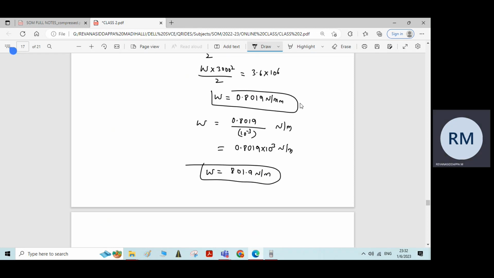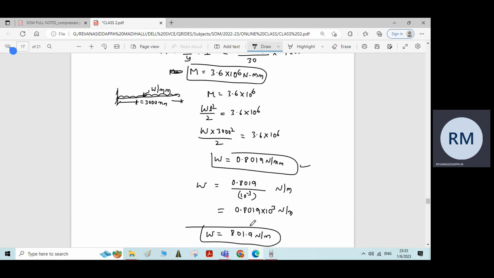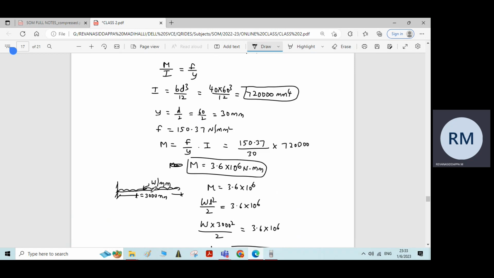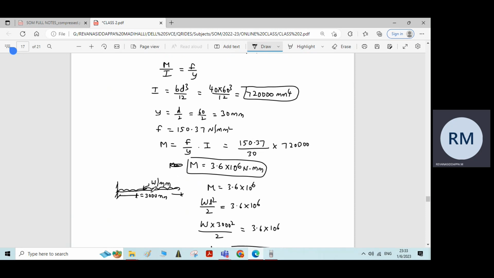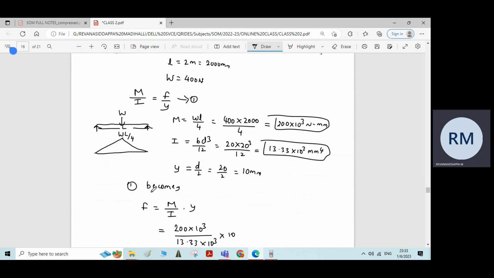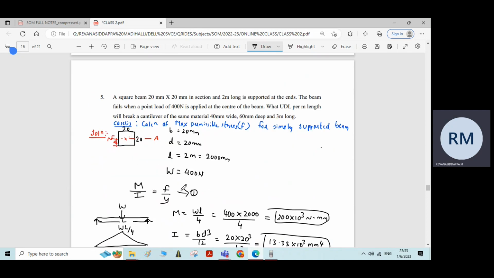Okay, or else we can stop the solution here only. So we got the intensity of the UDL that the cantilever beam can carry with the permissible stress of 150.37 Newton per mm square. Okay, so this completes the solution of this particular problem.